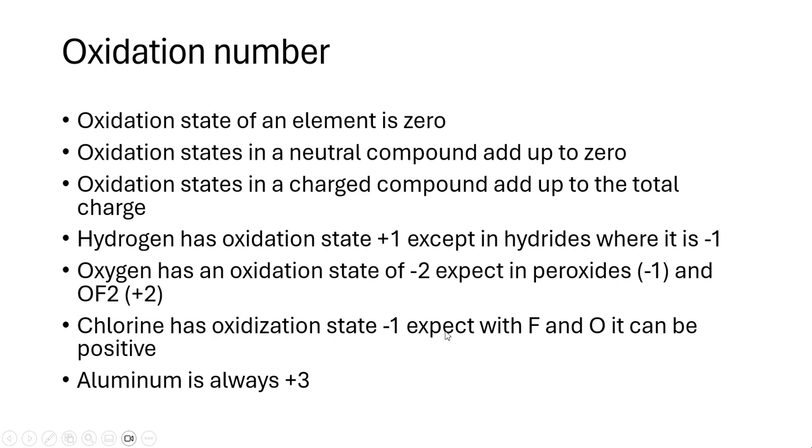Chlorine has oxidation state -1, except with F and O, where it can be positive. And aluminium is always +3. That one could cause confusion because some people might think aluminium has variable oxidation states. It's always +3.